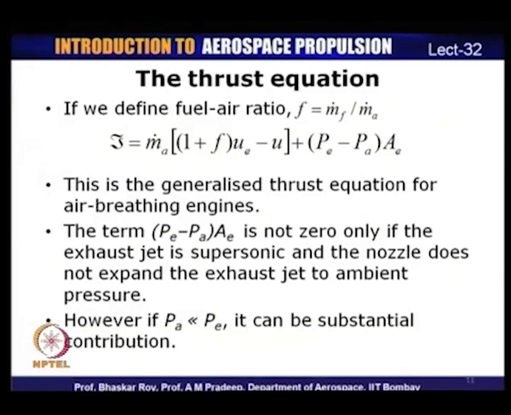So, thrust is equal to m dot a into ((1 plus f) u_e minus u), which is the momentum or the ram thrust, and the second term is the pressure thrust, which is the difference between the exit pressure and the ambient pressure into A_e. The second term is non-zero only if the exhaust jet is supersonic and the nozzle does not expand the exhaust jet to ambient pressure. In most of the cases, the contribution of the pressure thrust is negligible or in fact even equal to 0.